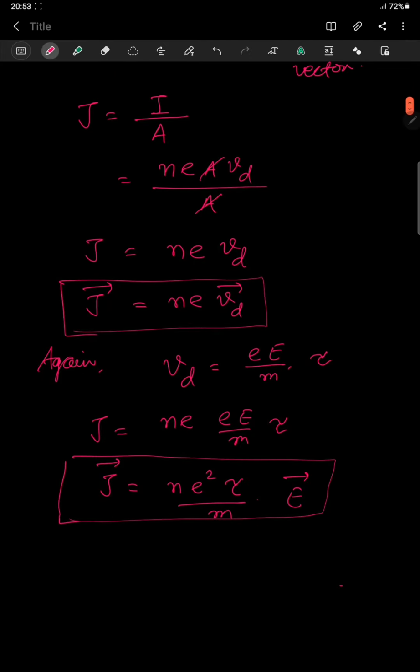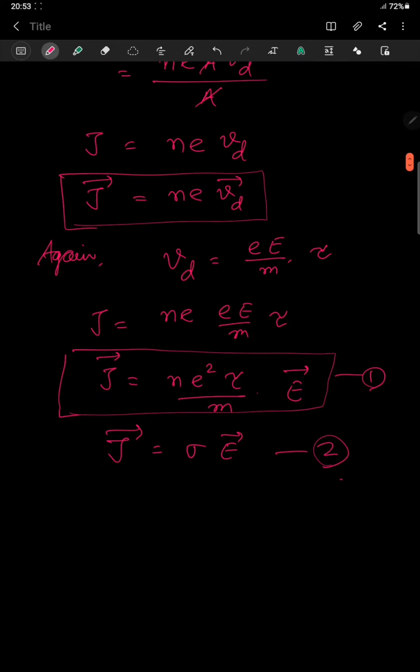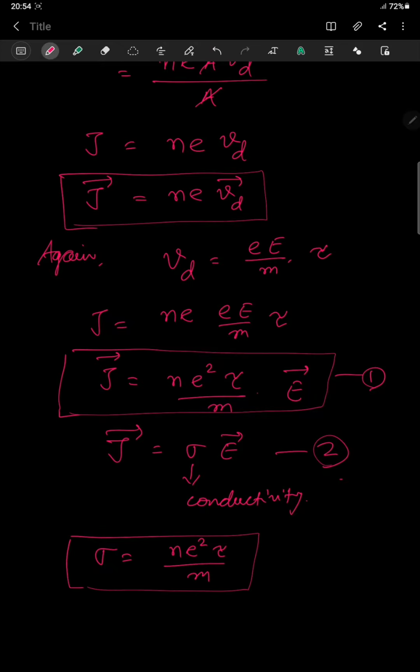From class 10th onwards we know that current density can be expressed as J vector equals sigma E vector. If I call this equation 1 and the other equation 2, then comparing equations 1 and 2, what is sigma? It is called conductivity. Comparing the two, the value of sigma will be Ne square tau by m. So this is your conductivity.